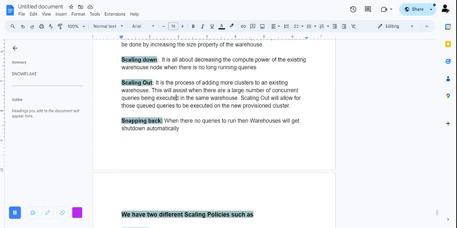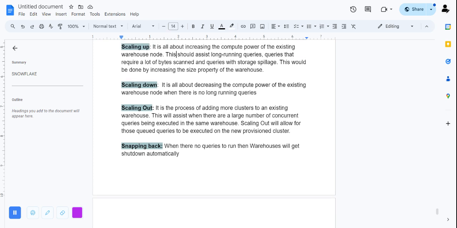So scaling up means increasing the compute resource power of an existing warehouse node. Scaling down means decreasing the compute resource power of an existing warehouse node. Scaling out means adding more clusters to the existing warehouse.